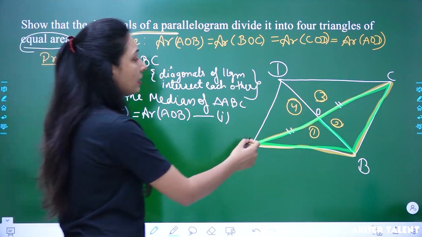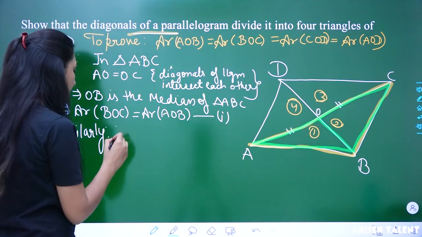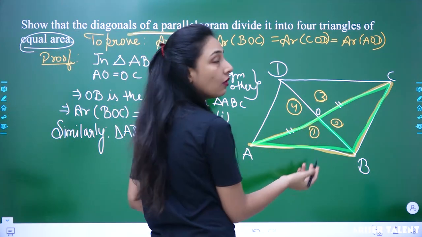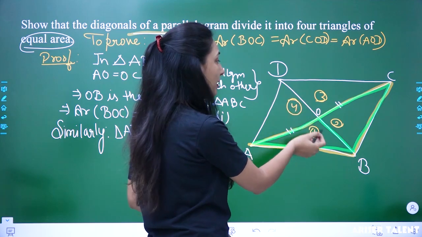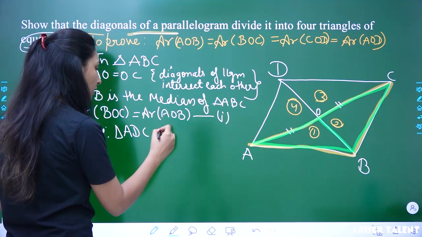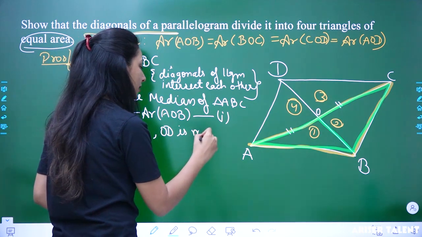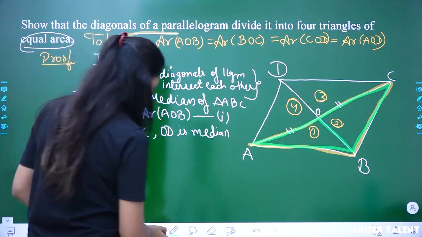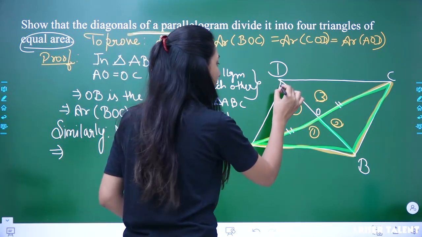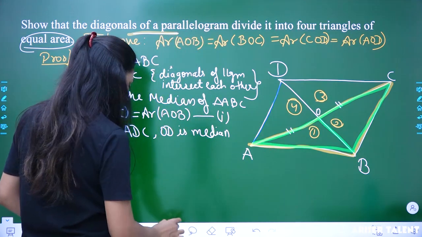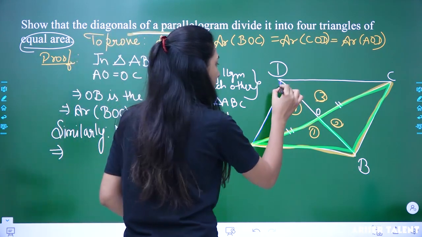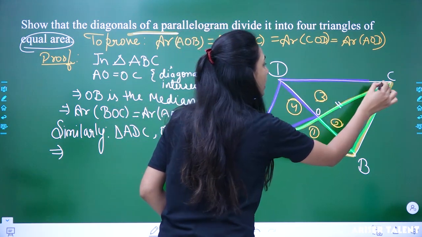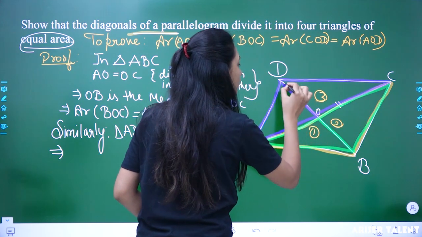Similarly, if we take this triangle ADC, in the triangle ADC, with the same thing, these two are equal, okay, so OD will be the median. That means these two triangles, dear students, this is the first triangle and this is the second triangle, are equal.